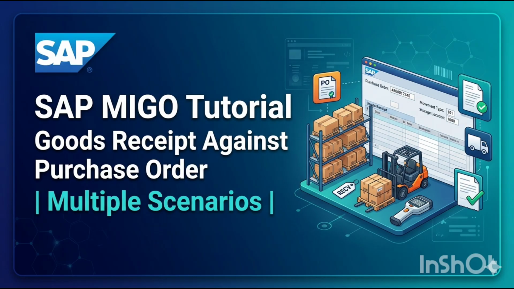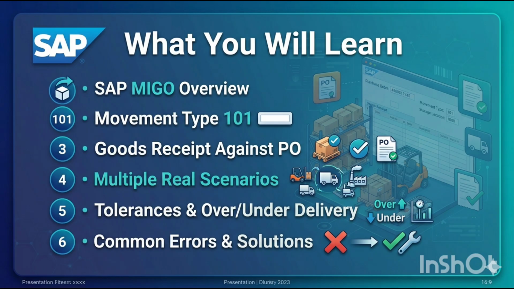Stay tuned. In today's session, we have a clear agenda. First, we will understand what MIGO is and why it is used. Then we will explore the concepts of goods receipt against purchase order. We will study movement type 101 in detail, what it does, when to use it, and its impact on inventory and accounting. After that, we will go through practical step-by-step process of performing MIGO. Then comes the most exciting part: multiple real-life scenarios, full receipt, partial receipt, and over delivery within tolerance.